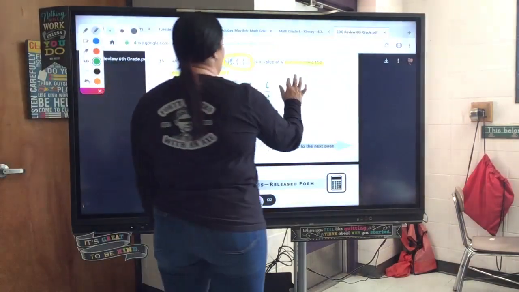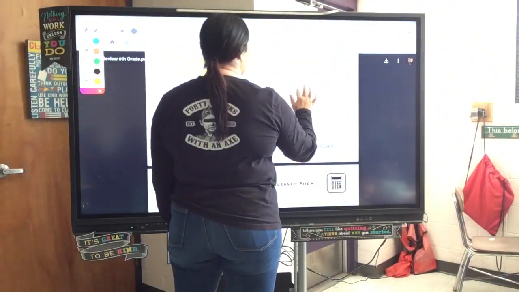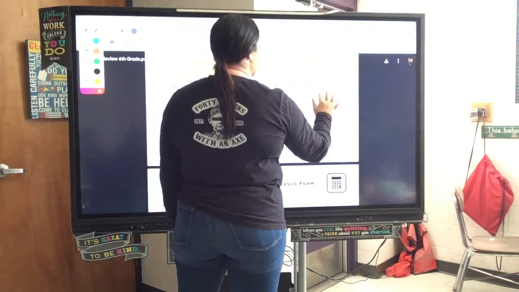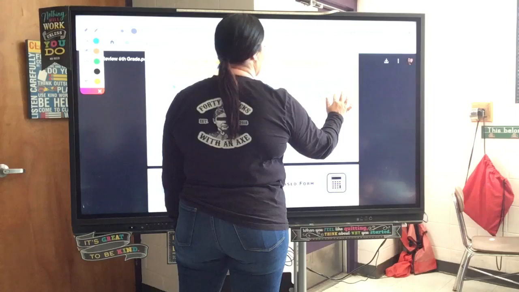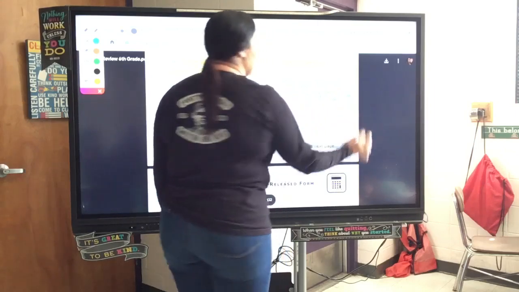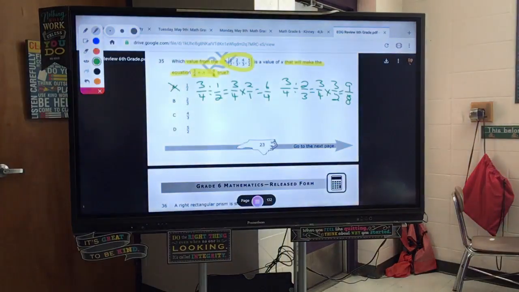So then you do the same thing. So 3/4 divided by 2/3, keep, change, flip, 3/4 times 3/2, which gives you 9/8. Does that answer your question? Yes, it does. All right, so that is one strategy. Does anybody want to share another strategy that they did?